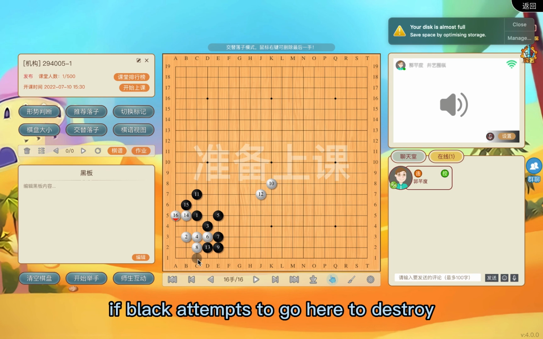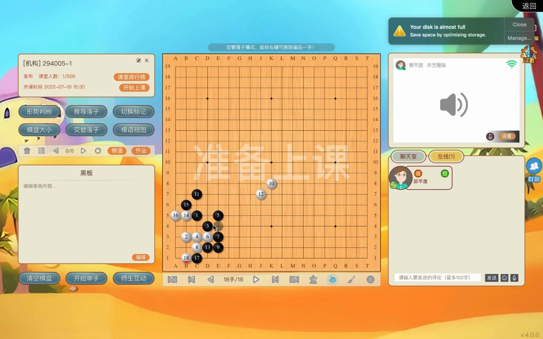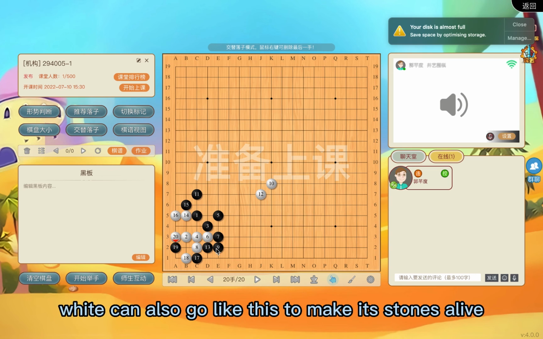If black attempts to go here to destroy and limits white's space for living, white can also go like this to make its stones alive.